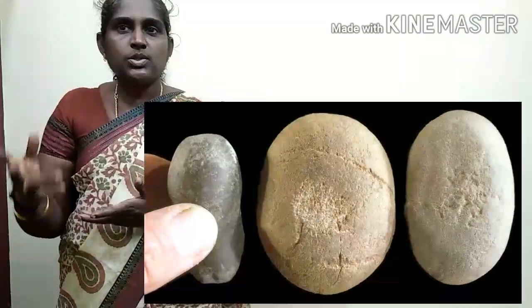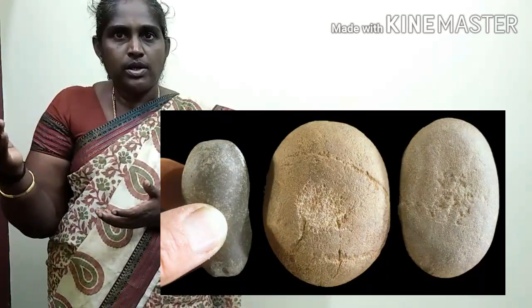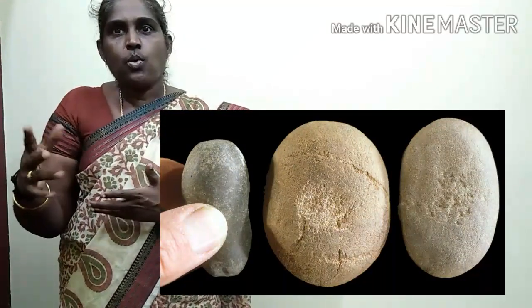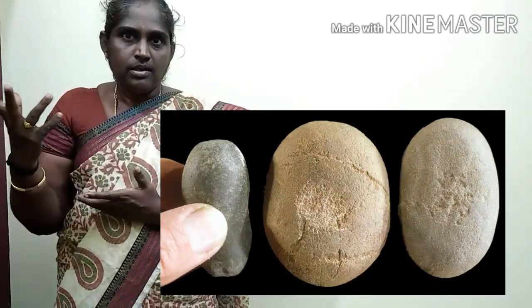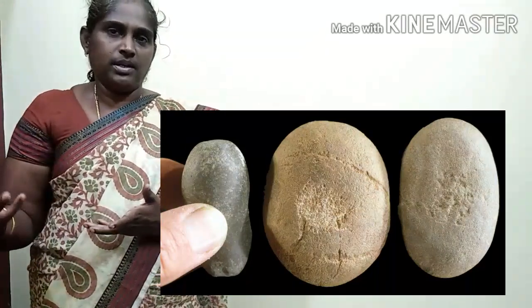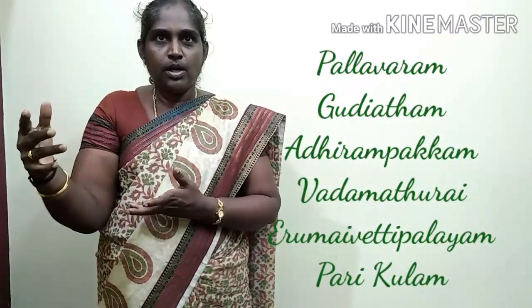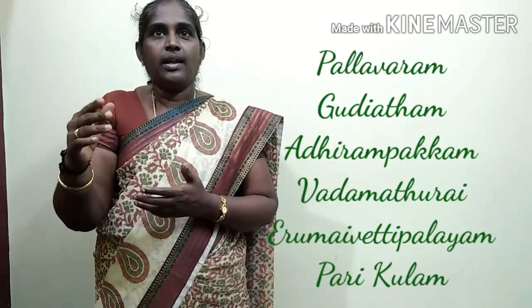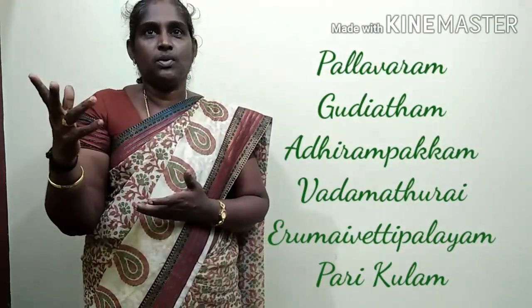They used hammer stones and also spheroids. They chose quartzite pebbles and cobbles as raw materials. These tools occurred at Pallavaram, Gudiyam Cave, Adirampakam, Vadamadurai and Erumevettipalayam. One more place is there, Parikulam.